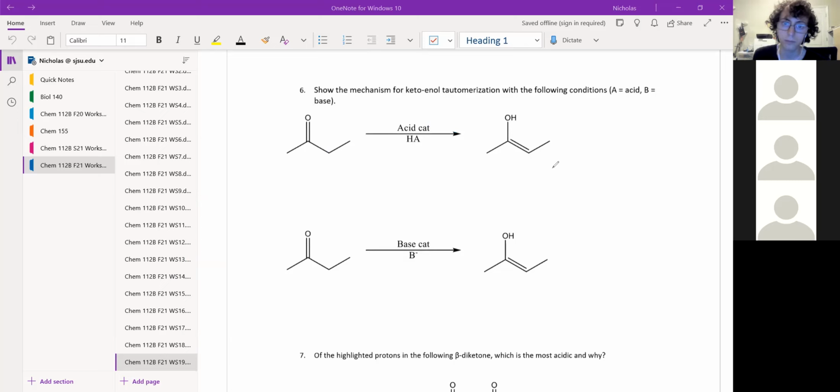So you can show the mechanism for tautomerization, going from a ketone or an aldehyde to the enol form. And it can happen under acidic or basic conditions, so you should be able to show both. Can anybody tell me what the first step for the acid catalyzed tautomerization should be?